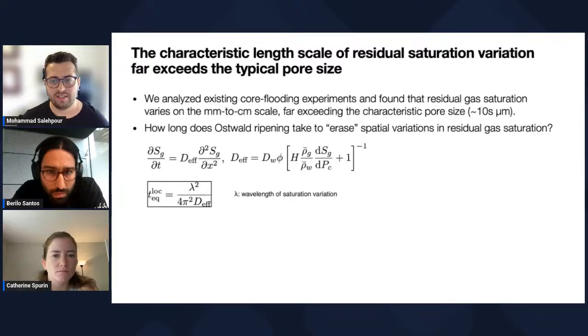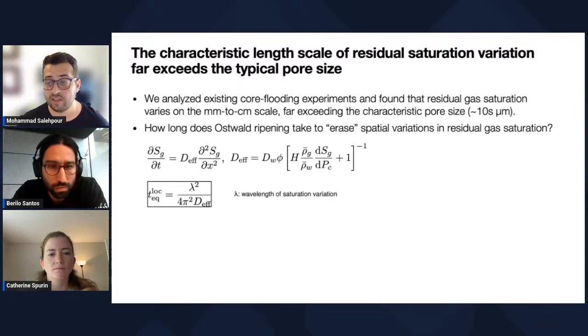Using this information as initial condition, we can solve the diffusion equation analytically and obtain an equation for local equilibrium time, which depends on the wavelength of saturation variation, which I showed in the previous slide, and also the effective diffusion, which depends on petrophysical characteristics of different gases.